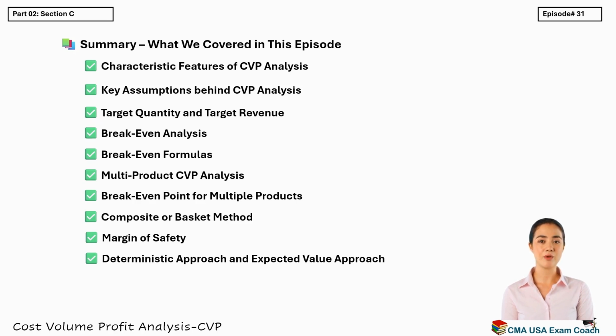After that, we explored the margin of safety, what it means, how to calculate it, and how to interpret the margin of safety ratio to measure business risk. Lastly, we discussed two important decision-making techniques: deterministic approach and expected value approach, and we solved practical problems using both. These concepts form the backbone of cost-volume profit analysis and are essential for any managerial decision-making under uncertainty.